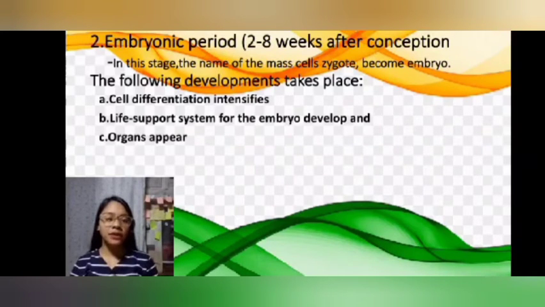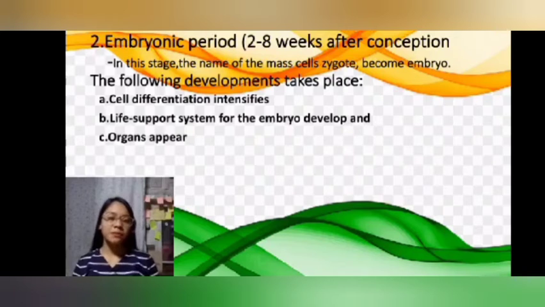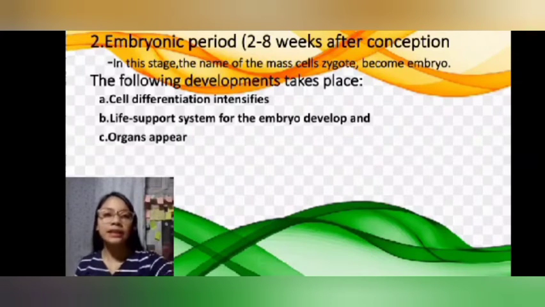The word embryo has been derived from the Greek word embryon, meaning embryo or fetus. The following developments take place: cell differentiation intensifies, life support systems for the embryo develop, and organs appear.